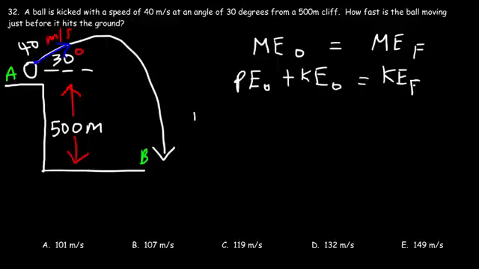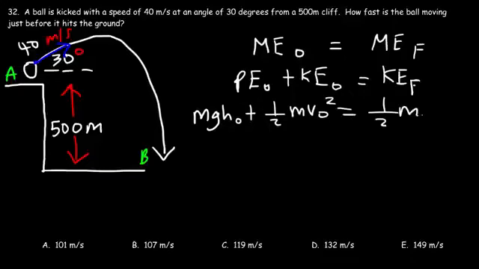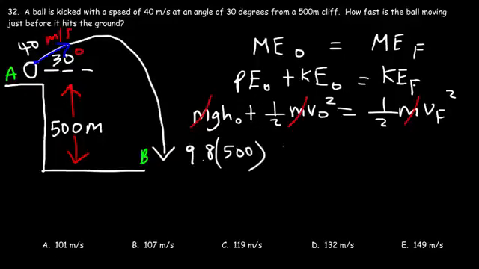So the initial potential energy is going to be mgh. The initial kinetic energy is 1/2 mv initial squared. And the final kinetic energy is 1/2 mv final squared. So in this example, we don't need m. We could cancel the mass from every term. Now let's plug in everything that we have. So g is 9.8. The height of the cliff is 500. And then it's going to be plus 1/2 times the square of the initial speed, which is 40 squared. And that's equal to 1/2 times v final squared.